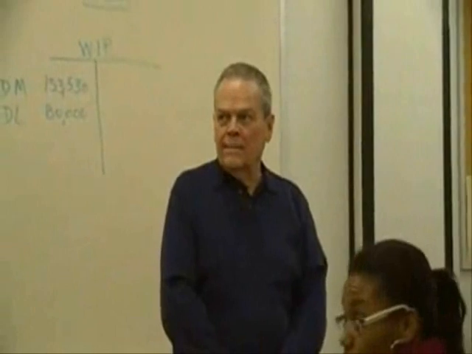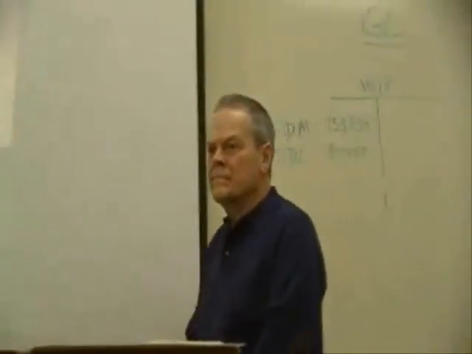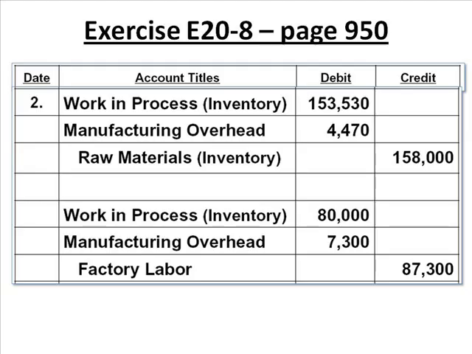Somebody with 80%: 87,300. Where'd you get 87,300? Under factory labor. Under factory labor, that's the sum, 87,300. Yes, Whit? Let's play a little word game. Debit work in process, how much? 80,000. No, that's not a word. I guess it is. You can write it out like you do on a check, but I was thinking that was a number. Work in process. Debit it for a word.